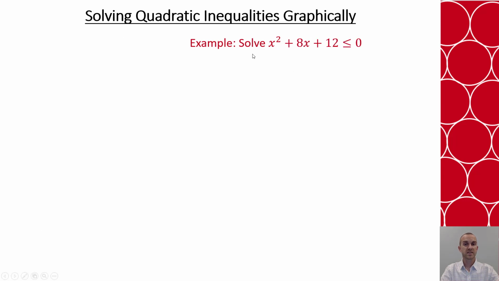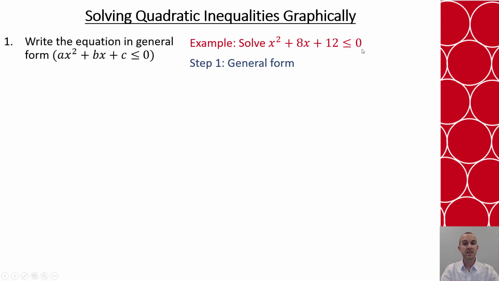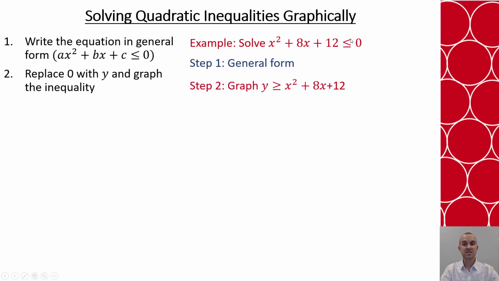Now let's look at another example. Say that we have x squared plus 8x plus 12 is less than or equal to 0. This one is already in general form. So now I just need to plug in the y and realize that since this is opening towards 0, my inequality needs to open towards y. So y is greater than or equal to x squared plus 8x plus 12.